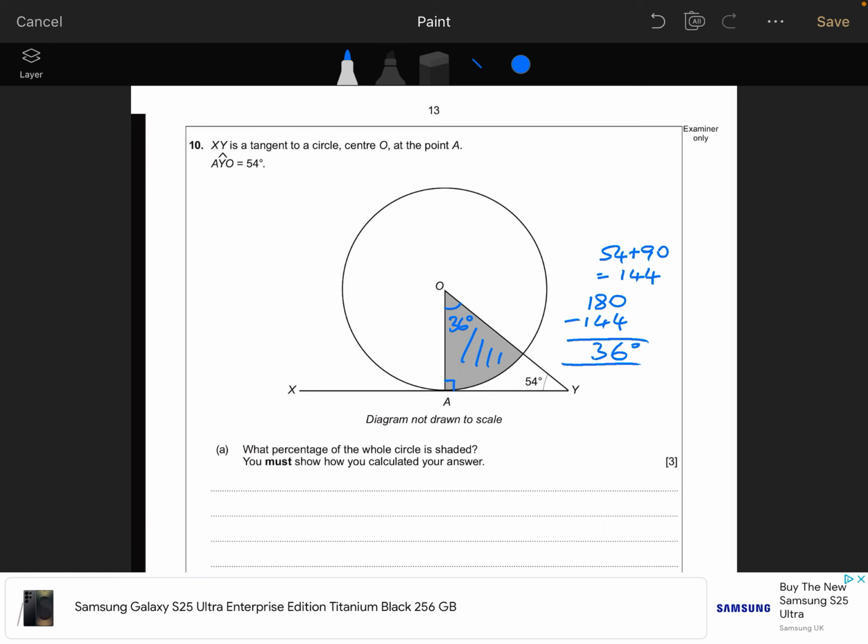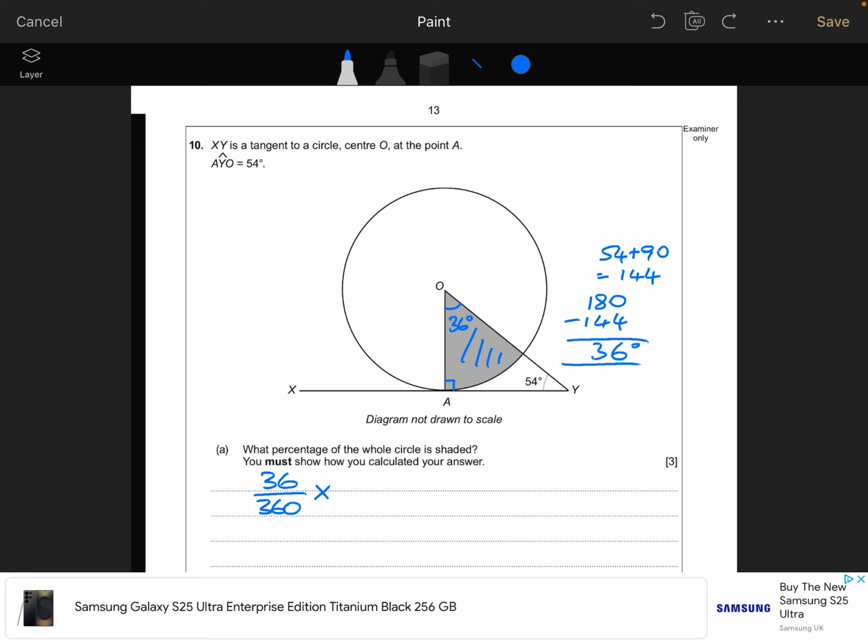It is 36 degrees out of the total 360 degrees in a full turn, and the area of a full circle will be pi times radius squared, or pi r squared. Do we know the radius? No, it doesn't want us to work it out, does it? It wants us to know what the percentage is.